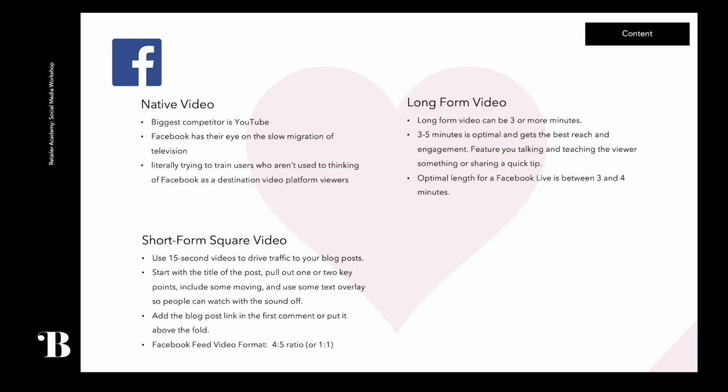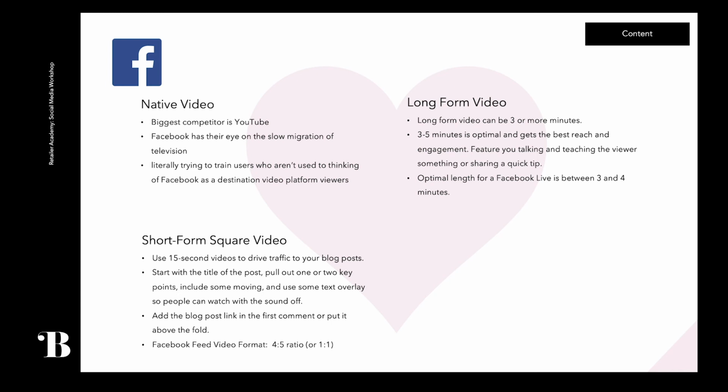Next, you have long form video. This is 3 minutes or more. 3 to 5 minutes is usually optimal. And what Facebook is looking for, particularly with Facebook Live, is between 3 and 4 minutes of content. This could be something as simple as, hey guys, I'm going to show you how to do this right now, in the moment, a 3 to 5 minute video. Please, when you're doing video content, practice and have a structure so that you're ready, so that you're not umming and ahhing through your video.